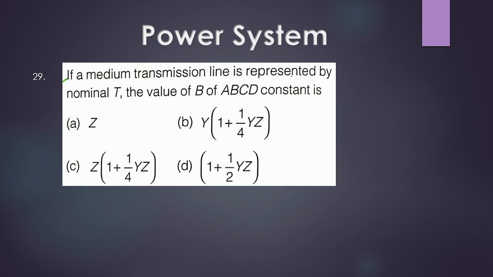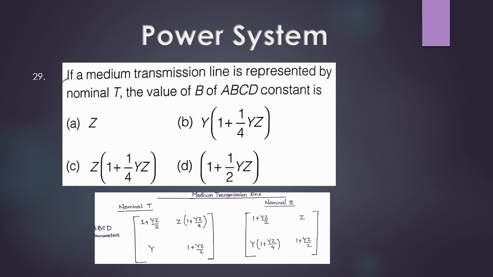If a medium transmission line is represented by nominal T, then the value of B of the ABCD constant is. What will be the answer? Let's see. For a medium transmission line, for nominal T, we represent the ABCD parameters by this matrix. For nominal pi, we represent them by this matrix. We can see that the elements A and D are equal, which are 1 plus YZ by 2, but the B and C elements are varying. For nominal T, B is Z into 1 plus YZ by 4. It has been asked in the question what is the value of B, so it will be the answer.